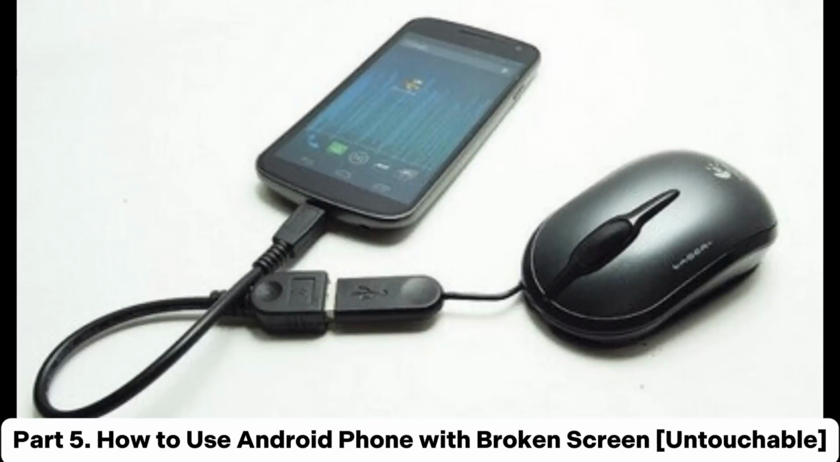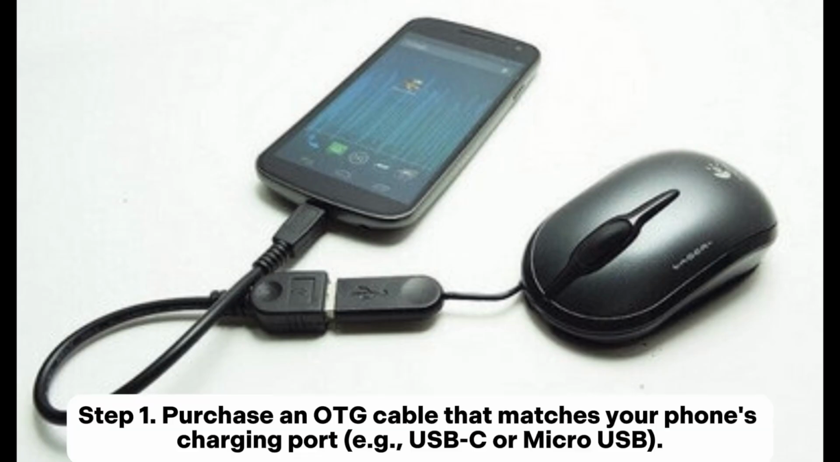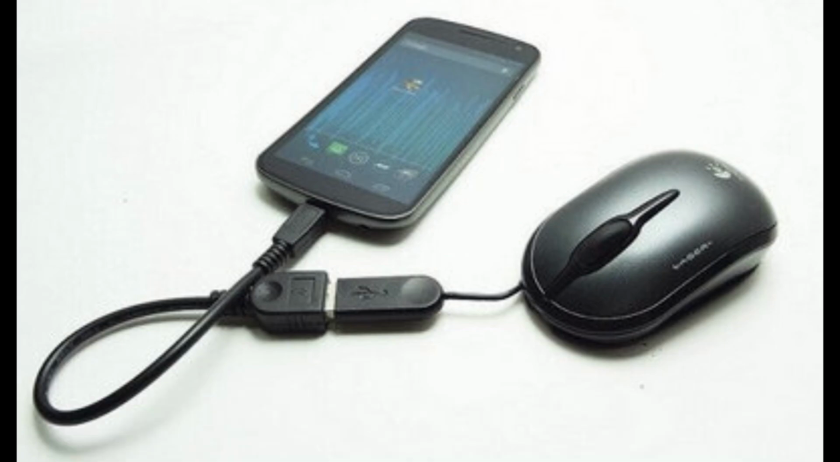Part 5. How to use Android phone with broken screen untouchable. This is particularly useful if the screen is non-functional but the phone itself is still working. Step 1. Purchase an OTG cable that matches your phone's charging port, for example USB-C or micro USB.